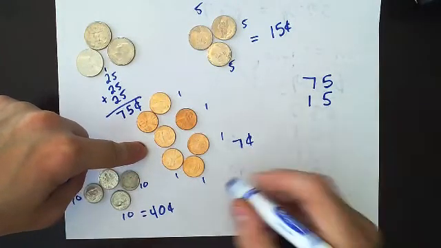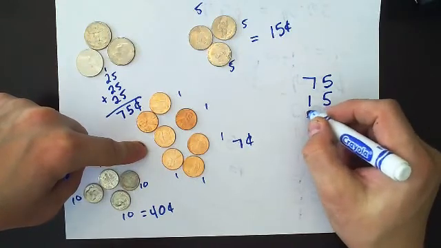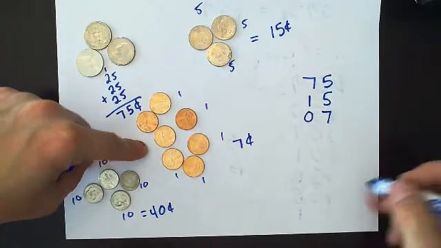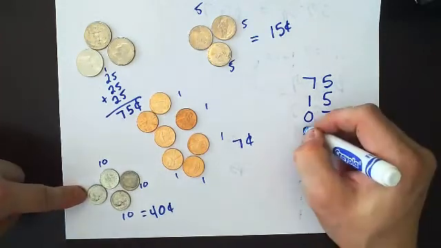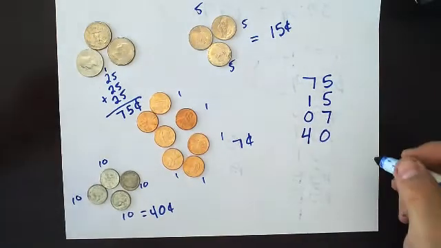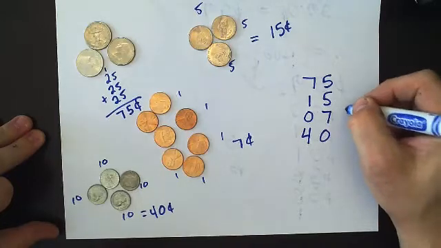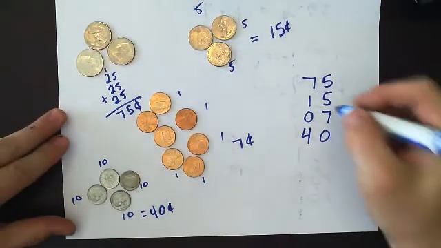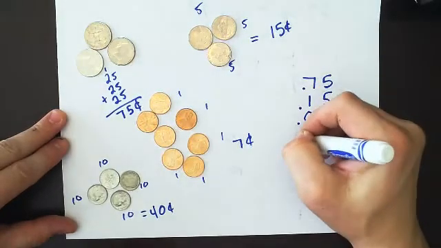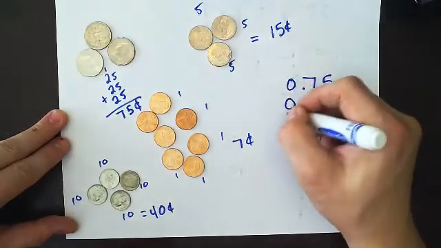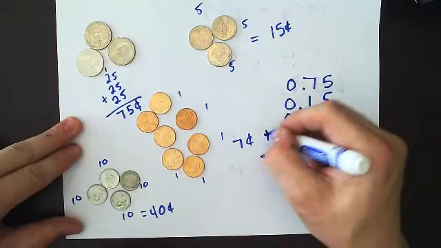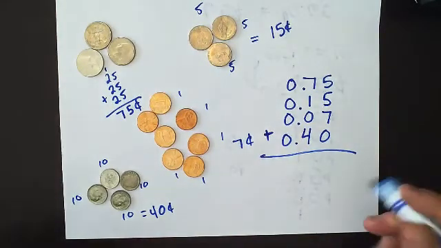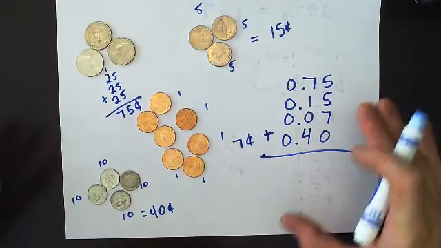7 cents. Okay, when we have a single digit number, meaning there's not two numbers here, we're going to do it as 07 because we don't want to put 7 here because that would mean 70. So we're going to do this as 07. And then down here I have 40 cents. Now, I could put my cents symbols here, but I realize this is going to be more than $1, so I'm going to do it like this instead. I'm going to do this as money amounts. So I have 75 cents, 15 cents, 7 cents, and 40 cents.